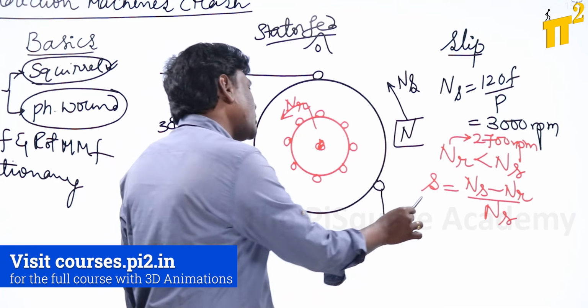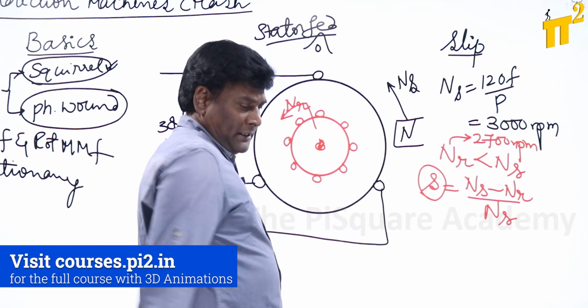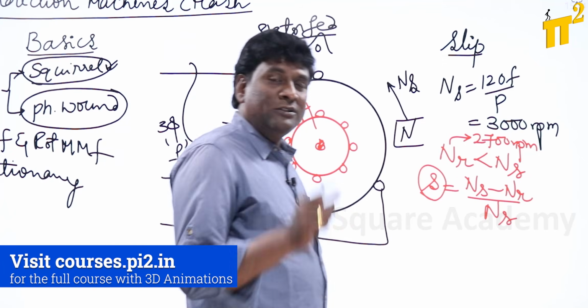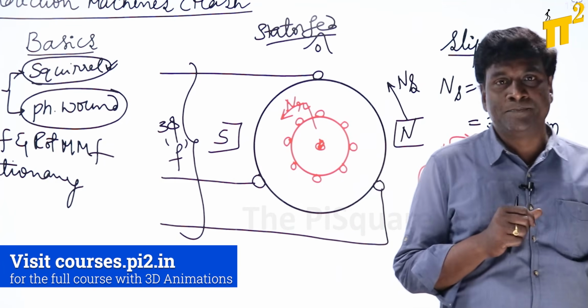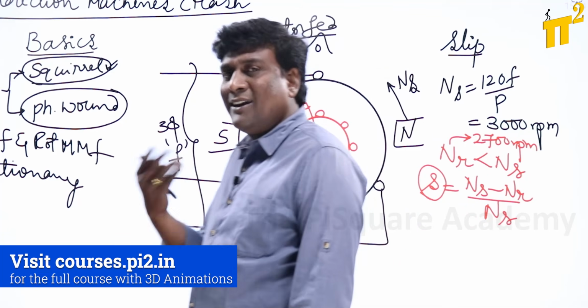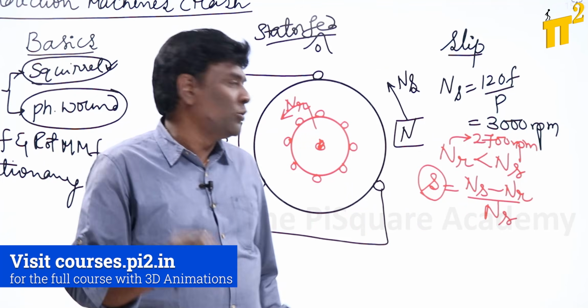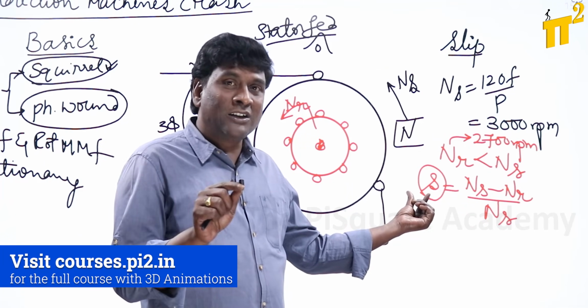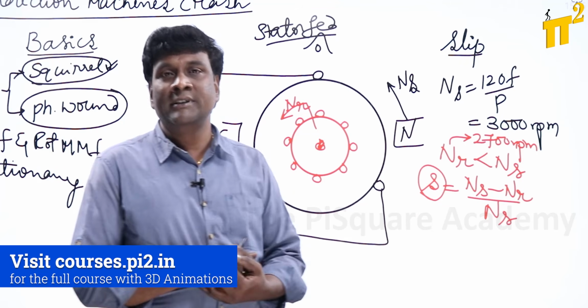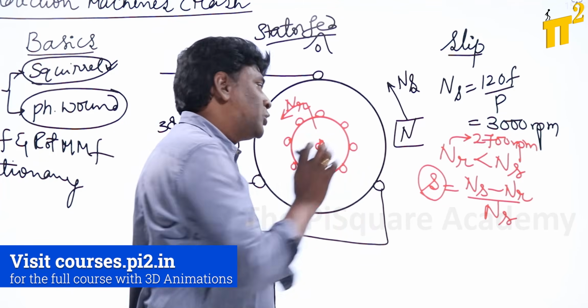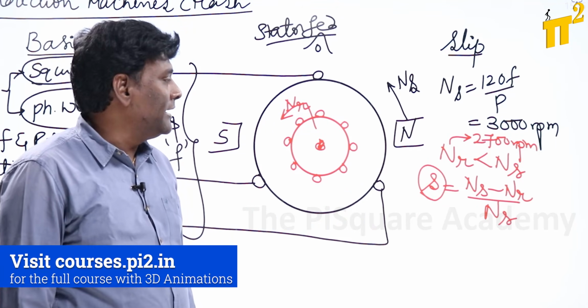And slip is a very important thing here, because in the induction machine, slip is the only independent variable. Even if you recollect from our classes, it's fine, otherwise forget about it. Slip is going to be a very important factor, the only important factor in the induction machine. This is the slip formula: NS minus NR by NS.